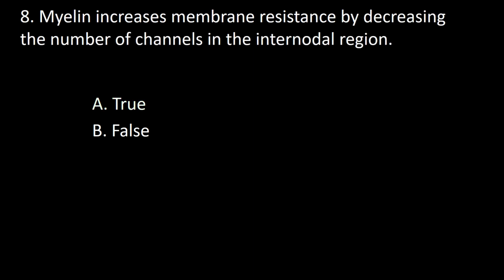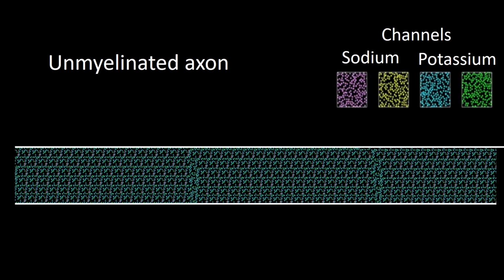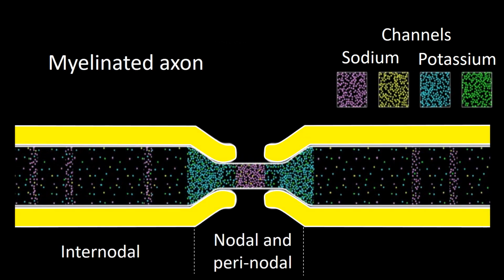Next question. Myelin increases membrane resistance by decreasing the number of channels in the internodal region. A true, B false. This is a cartoonish representation of the distribution of sodium and potassium channels in an unmyelinated axon. Notice that the channels are evenly distributed throughout the axon. This is a cartoonish representation of a myelinated axon. Notice that channels are congregated in the nodal and perinodal region.